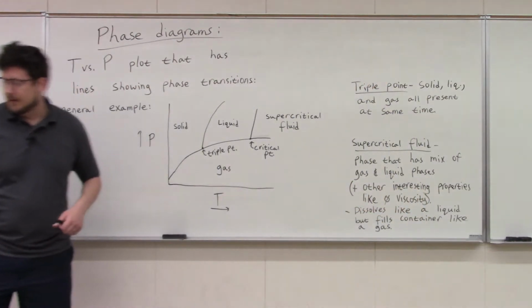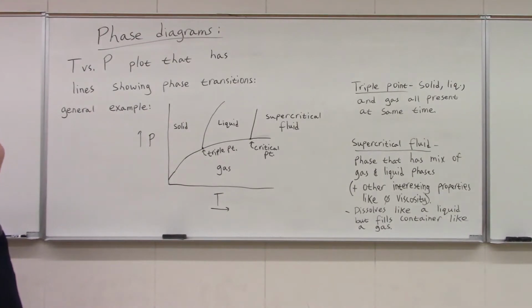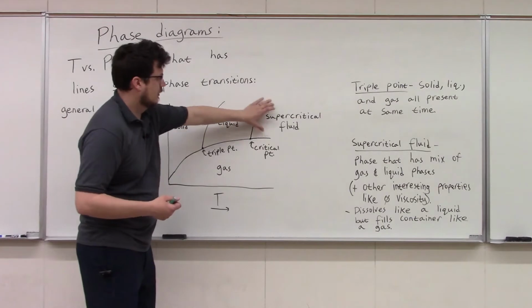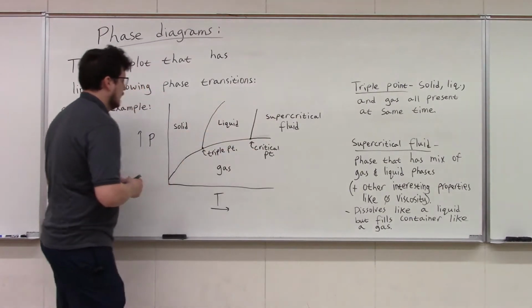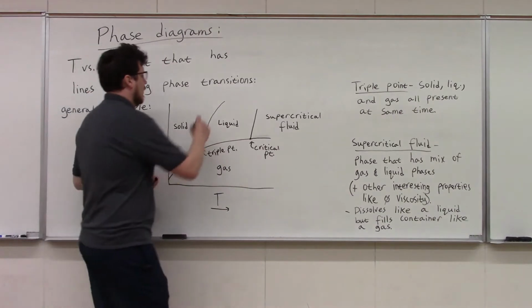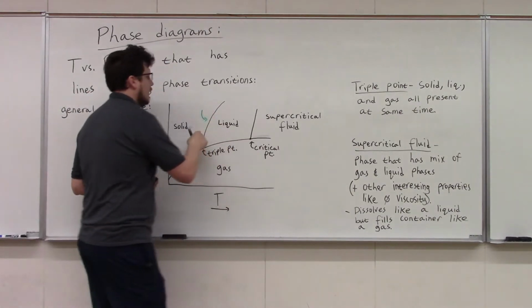So, what we are seeing here is what area our phases are. Over here we're a solid, over here we're a liquid, over here we're a gas. But these lines also denote phase changes.